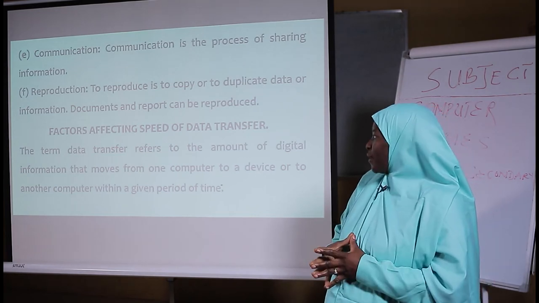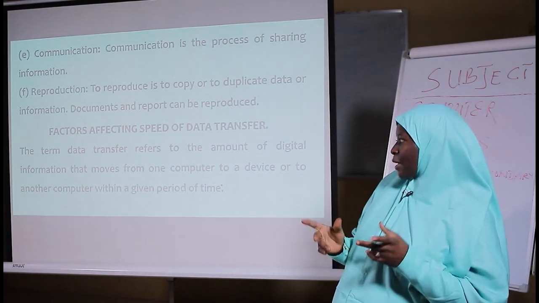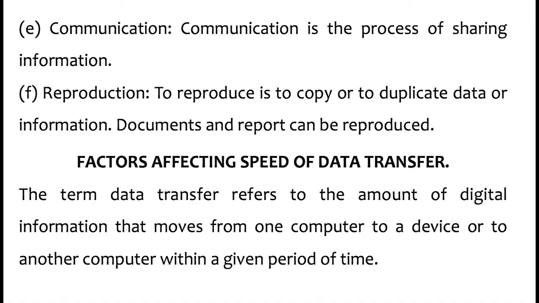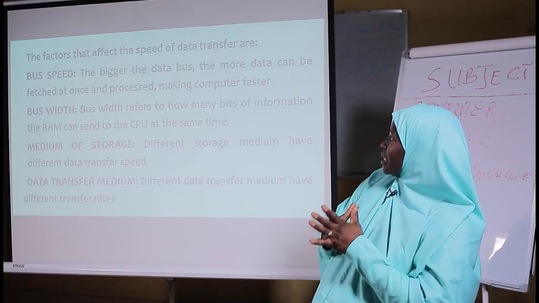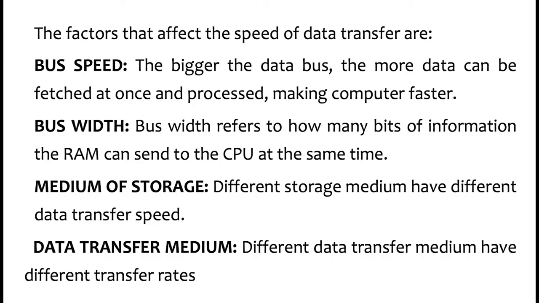Factors affecting speed of data. We have factors that affect speed of data. The data transfer time refers to the amount of digital information that moves from one computer device to another computer within a given period of time. The factors that affect the speed of data are the bus speed, bus width, medium of storage, and data transfer medium. These are the 4 basic factors that affect the speed of data.